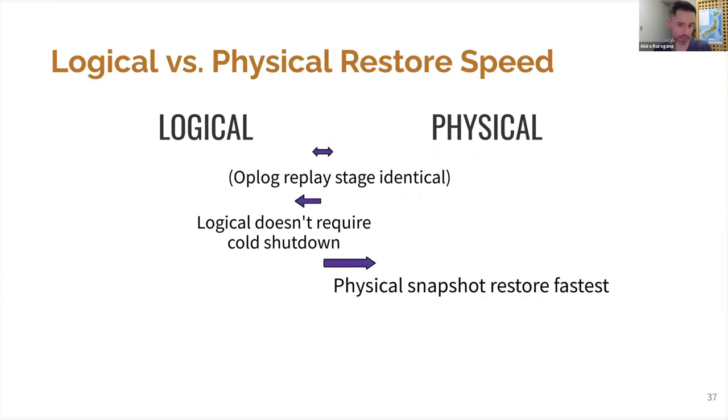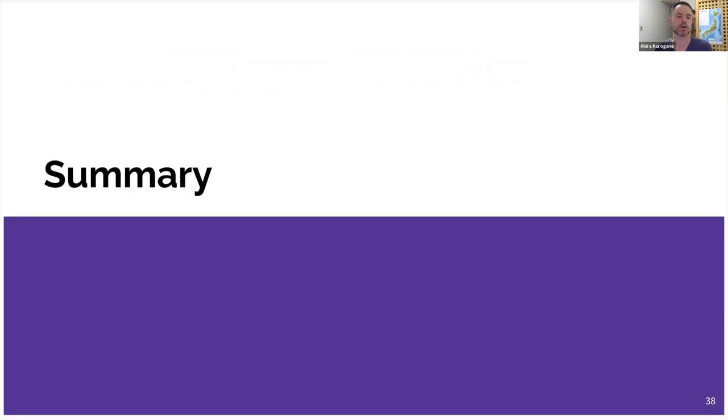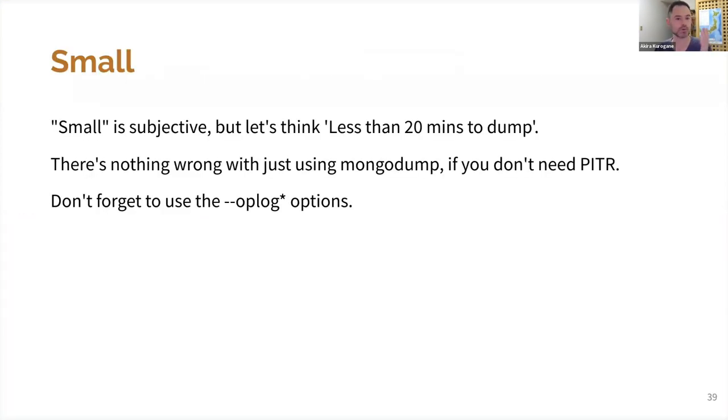On the restore side, again, physical is usually faster. With physical, though, you'll be stopping and restarting nodes. So that's some manual time that will be required to do that. Logical, on the other hand, doesn't do that. You can just restore straight into your running node, if you're happy to overwrite what you have at the moment with the backup data. This is a minor time saver. Usually physical snapshots restore faster. Okay, in summary, if you happen to have a small database, there's nothing wrong with using mongodump.